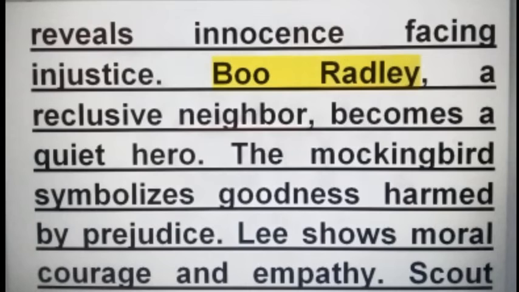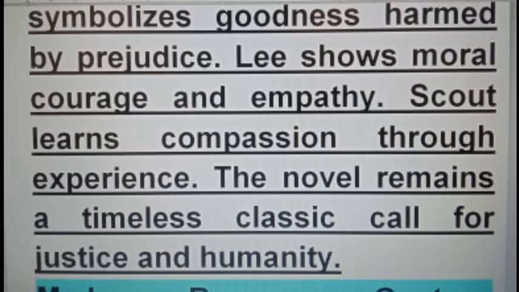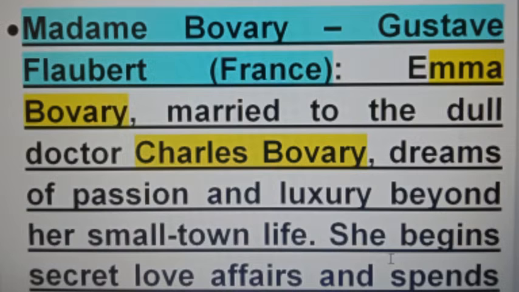The mockingbird symbolizes goodness harmed by prejudice. Harper Lee shows moral courage and empathy. Scout learns compassion through experience. The novel remains a timeless classic calling for justice and humanity.